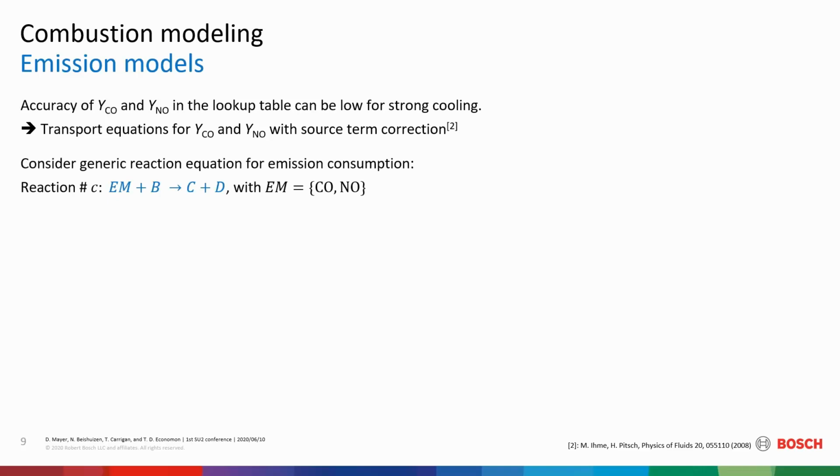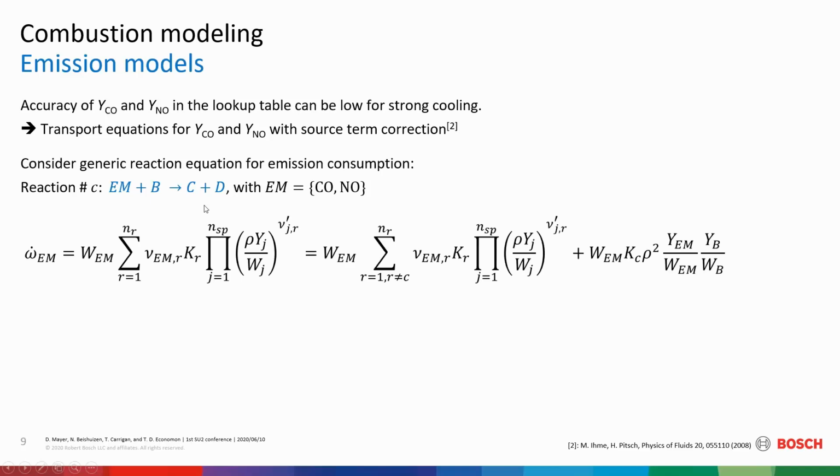And the basic idea here is shown on this slide. First we consider a generic reaction equation for the consumption of an emission species, and we call this reaction number C. If this species is consumed, you will always have it as an educt on that side, and we assume that it just reacts with one other educt to two products.